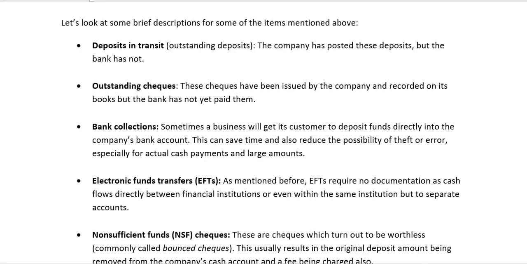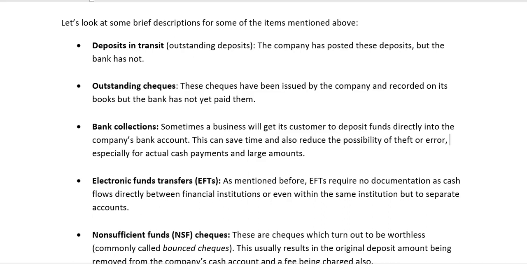Let's go through some descriptions really quickly. We've already talked about these. Deposits in transit or outstanding deposits. The company has posted these deposits, but the bank has not. Outstanding checks. These checks have been issued by the company and recorded on its books, but the bank has not yet paid them.